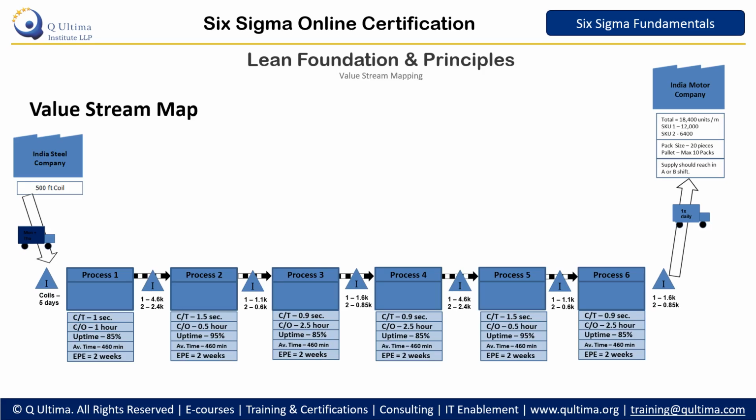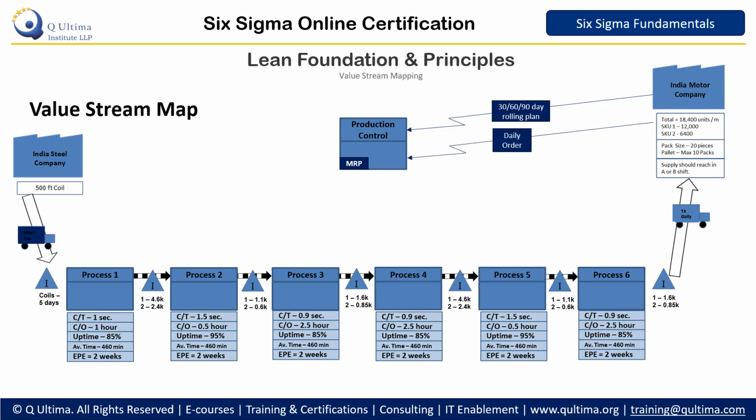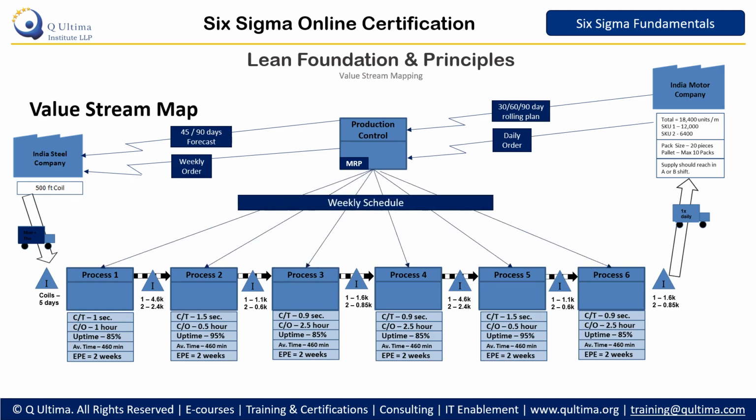This value flow is happening on the instruction of a very critical department or function called production control. Production control receives a forecast from the customer and a daily order from the customer, and in turn gives a forecast to the supplier and a weekly order to the supplier. This is very specific to the company and should not be copied for your own organization. Each organization has its own limitations, the way it is going to operate.